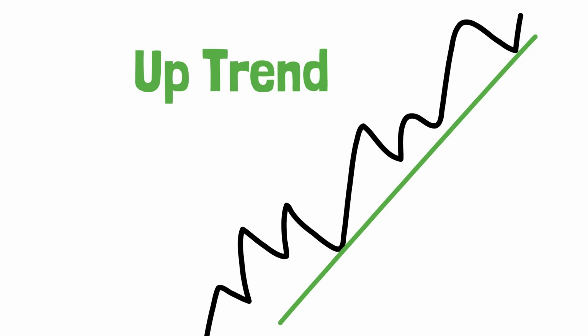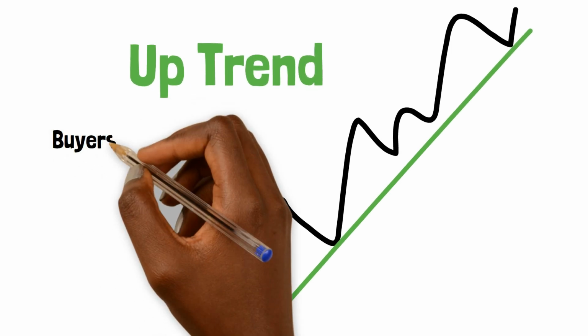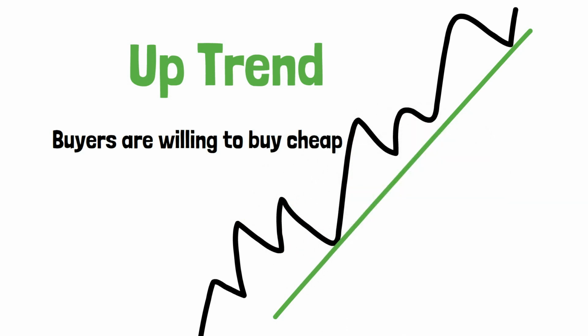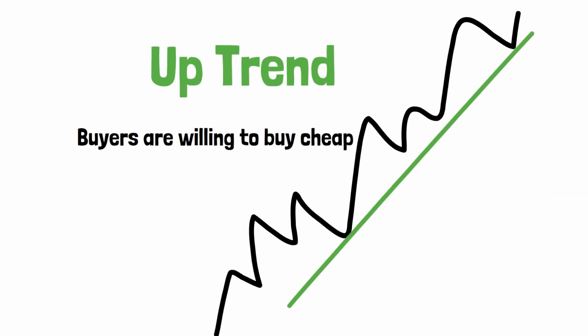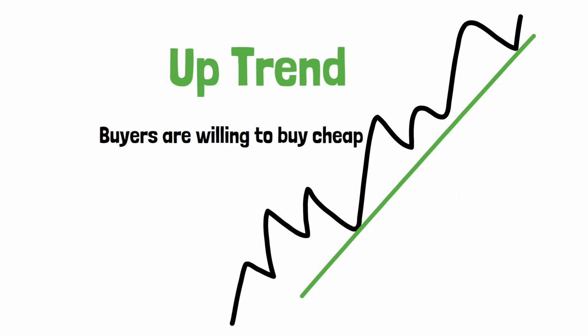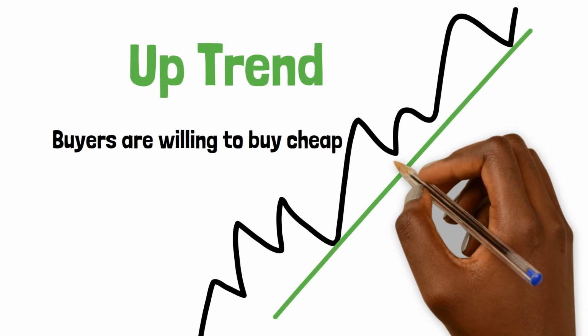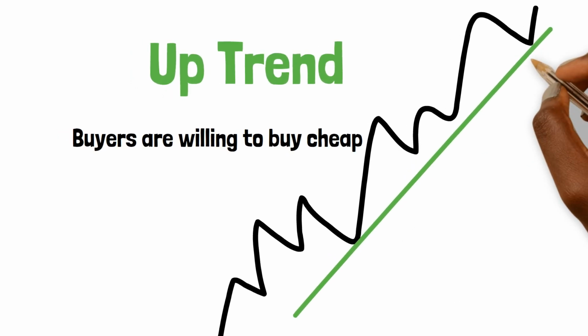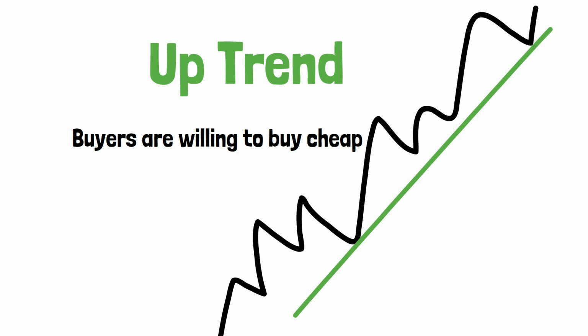What we want to do is take a buy trade every time price comes back to that particular structure. So buyers are willing to buy cheap. That is what I'm saying. Every time price comes back to hit that structure, this is where buyers are going to take a trade or look for opportunities as price moves to the upside. That's what trend traders will do in an uptrend.